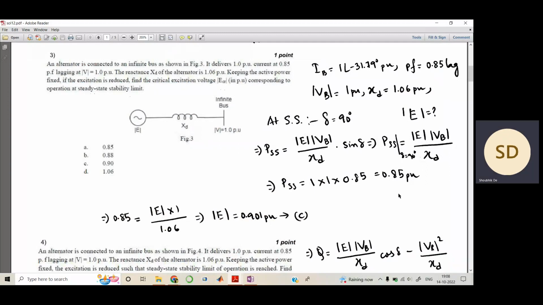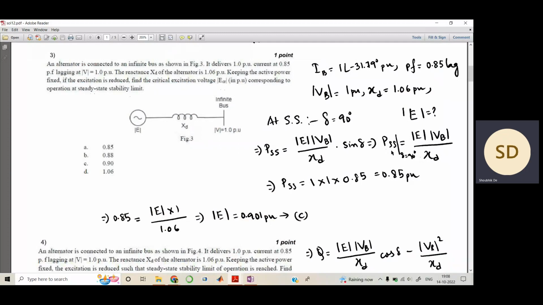Now replacing all the terms here, it comes out to be 0.85 per unit. Okay, sorry. Now basically we have to first calculate what is the value of this steady state power, right?